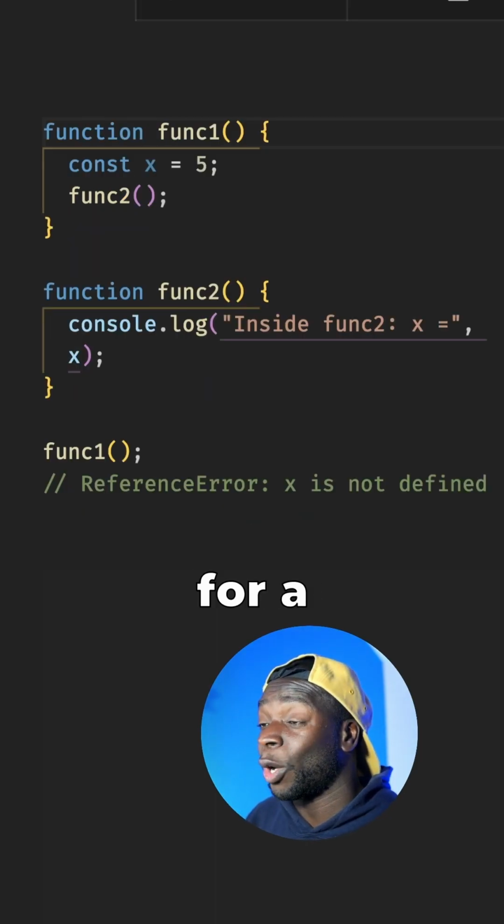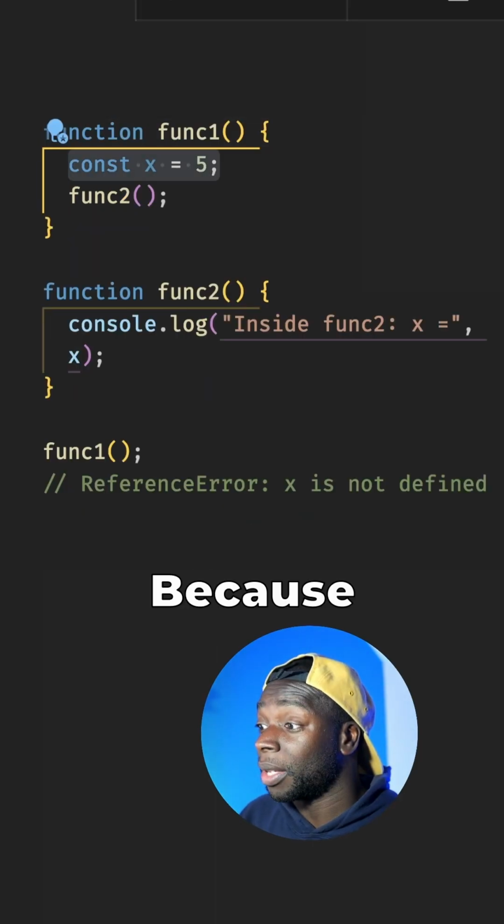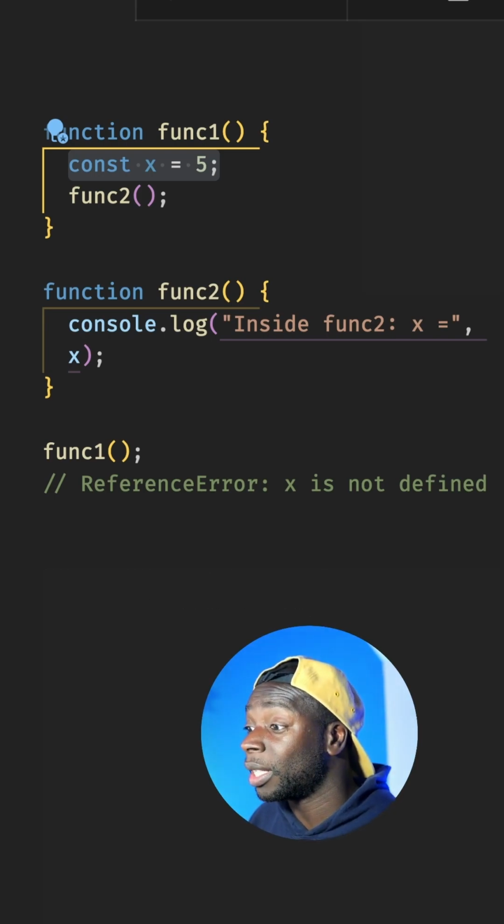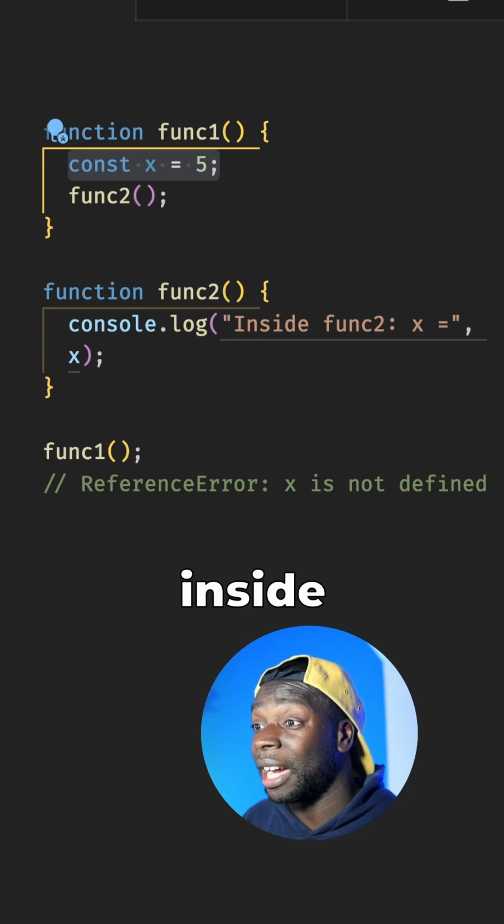However, func2 still has access to the X variable because it's called inside of func1. This won't work for a lexical scoping language because X is defined in the local lexical scope of func1. It's not available inside of func2.